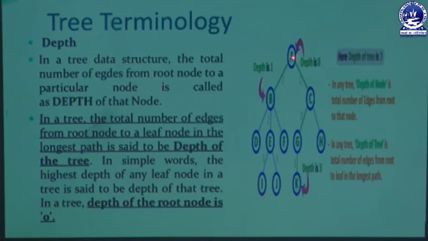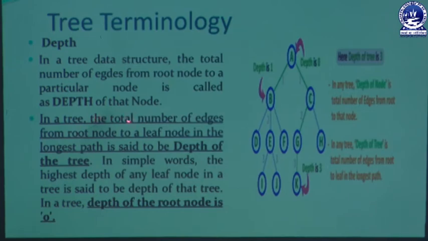The total number of edges from the root node to a particular node. That means if we ask about the depth from A to B, the depth is 1. If we ask from A to D or A to E, the depth is 2. And if we ask from A to I, what is the depth? The depth is 3. Okay. This is just the reverse of height. Depth is the total number of edges from the root to a particular node, and height means the total number of edges from a leaf to a particular node.